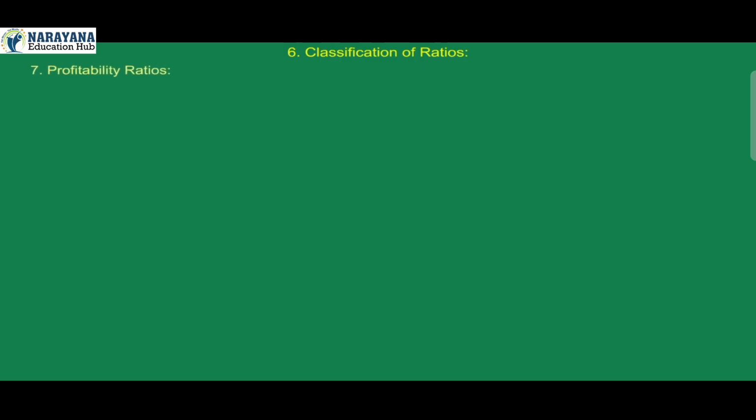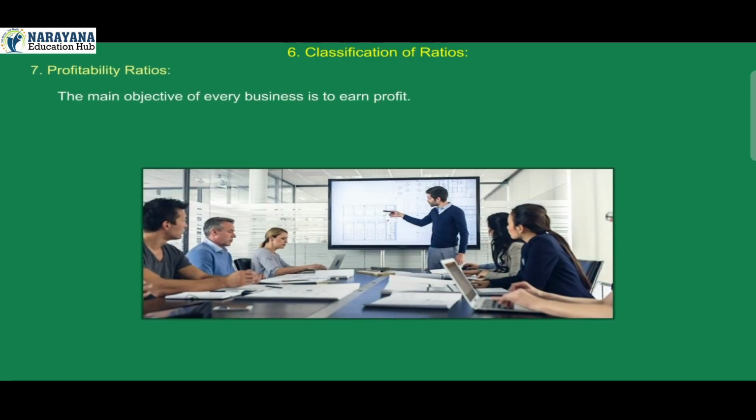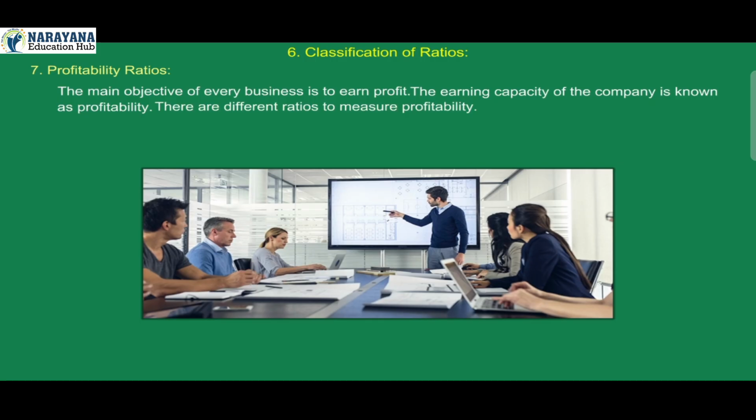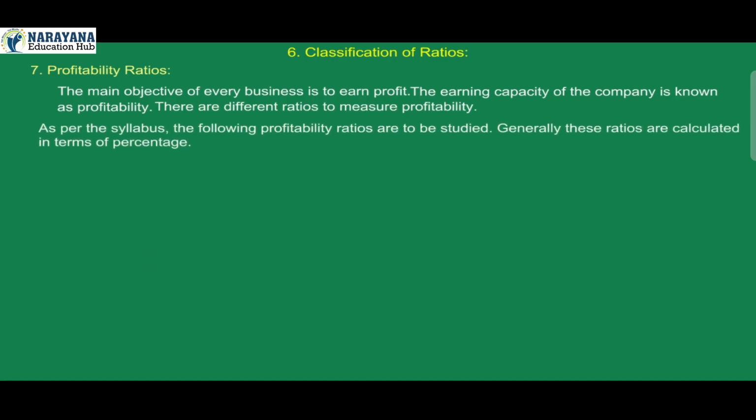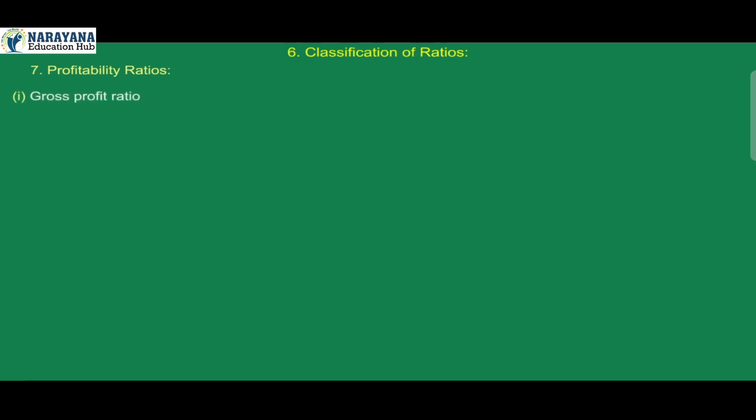7. Profitability ratios. The main objective of every business is to earn profit. The earning capacity of the company is known as profitability. There are different ratios to measure profitability. As per the syllabus, the following profitability ratios are to be studied. Generally, these ratios are calculated in terms of percentage. 1. Gross profit ratio. 2. Operating ratio. 3. Operating profit ratio. 4. Net profit ratio.